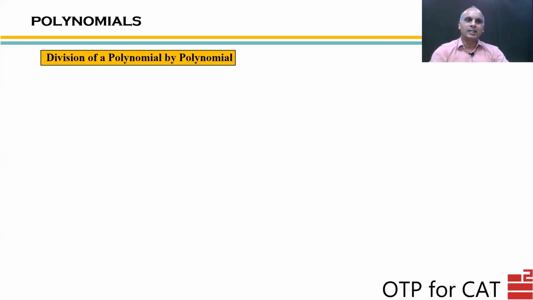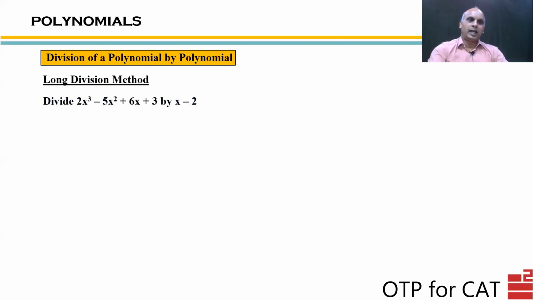Now we will get down to learning how to divide a polynomial by another polynomial. And I'll take an example to clarify this. First, I'll discuss the long division method. And I'm sure you all must have done this method in your school days. So let's divide this polynomial by x minus 2.